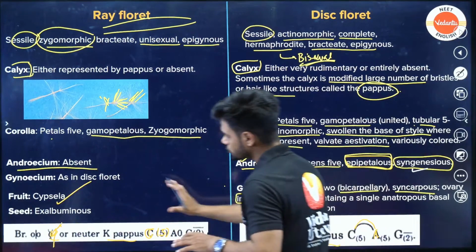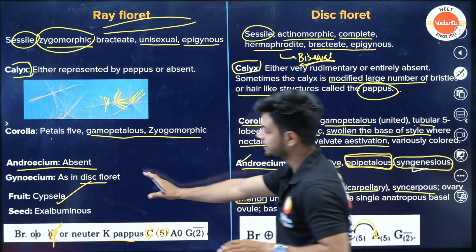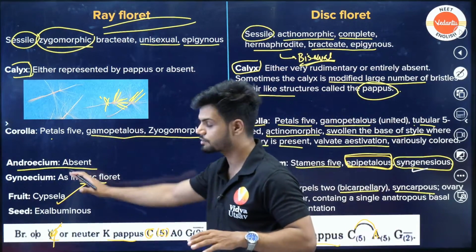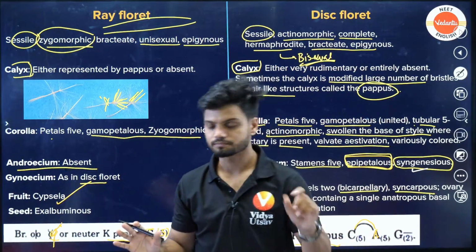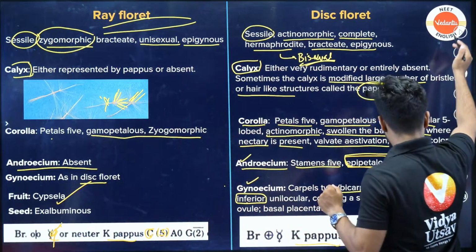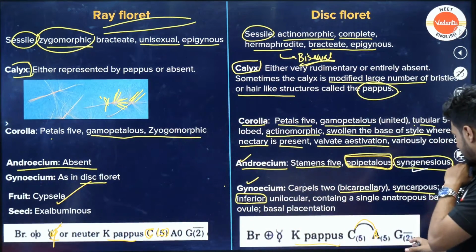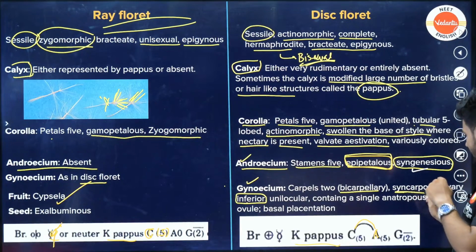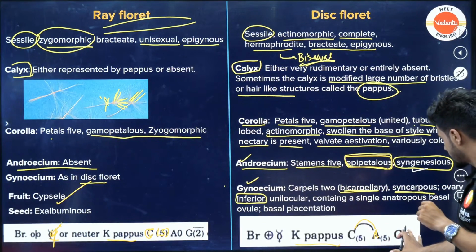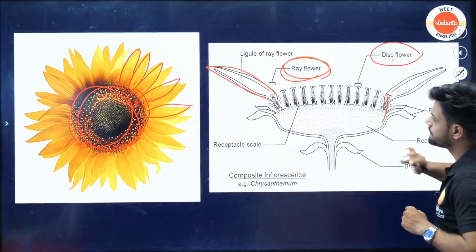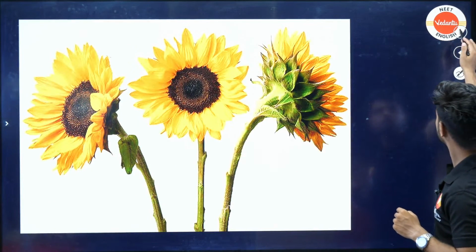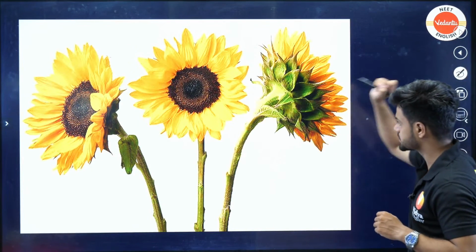Inferior ovary. Same goes for here. As in disc floret and ray florets, your gynoecium is going to be inferior ovary. That's all. Did we miss any point here? No. Bicarpellary syncarpous condition, inferior ovary. Inflorescence done. This is not a flower, this is an inflorescence.